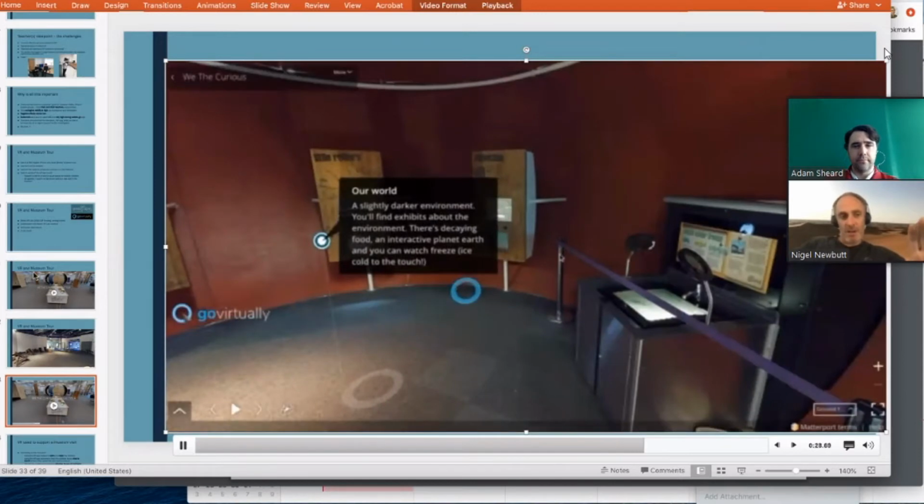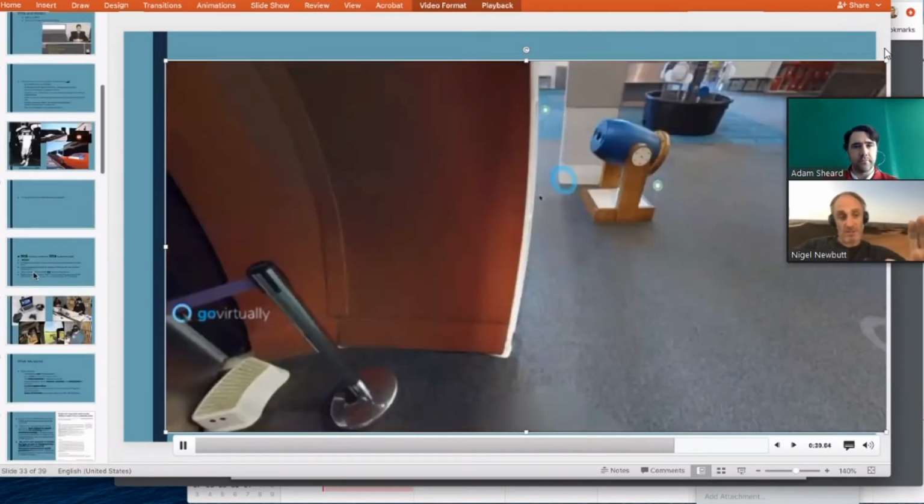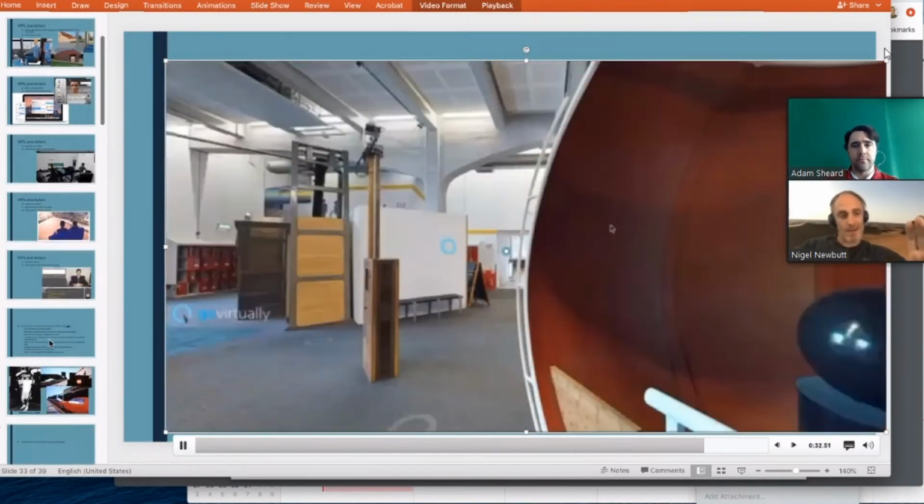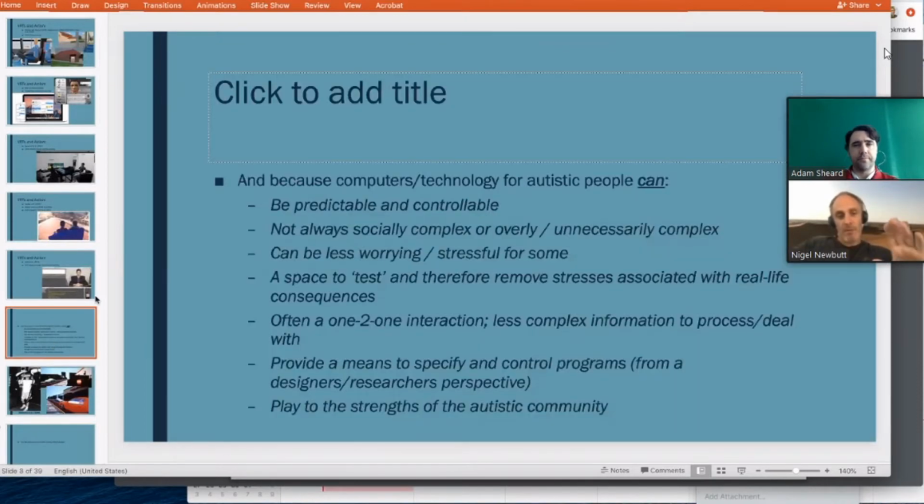Because I think this really brings us back to what the key affordances of this technology are. I'm just going to jump back to a slide here. This jumps back to what technology really holds for autistic people: that they can often be predictable and controllable environments, that they're not always socially complex and, in fact, strip out certain complexities. That means they can be less worrying and stressful for some people, and they can actually be a place to test and remove the stresses associated with real-life consequences.